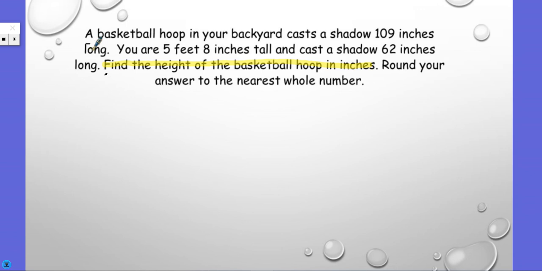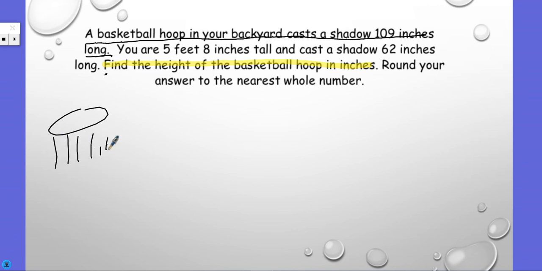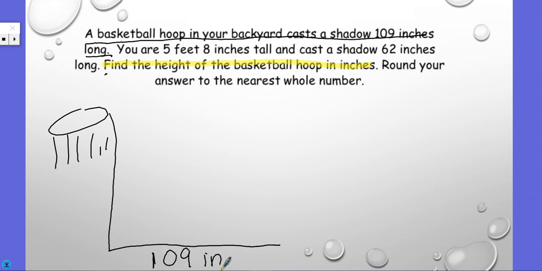So I need to start drawing some pictures. And so I got a basketball hoop in the backyard that casts a shadow of 109 inches long. So I am going to draw my basketball hoop. Here's my net. This is how tall the hoop is. And it's going to cast a shadow. So the shadow needs to be on the ground. And this shadow is 109 inches long. Okay. So there's my little goal.